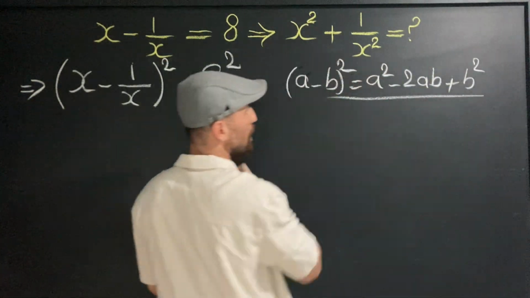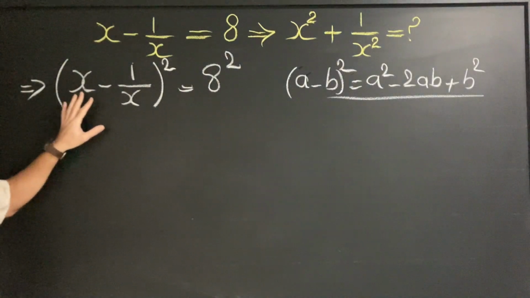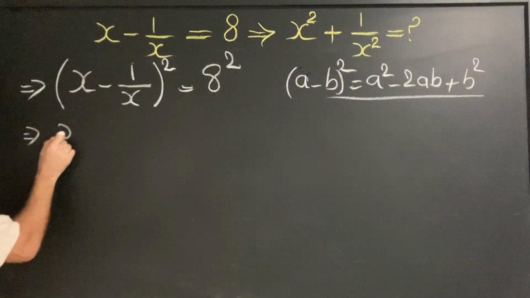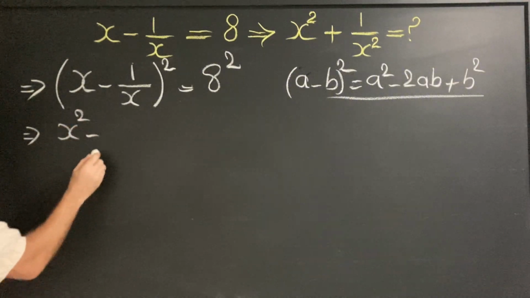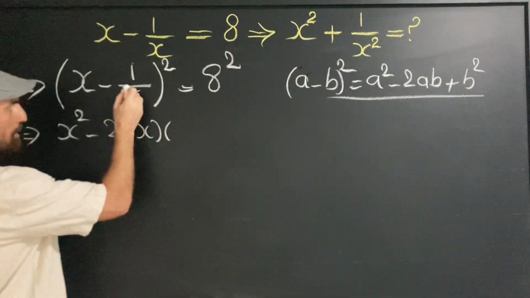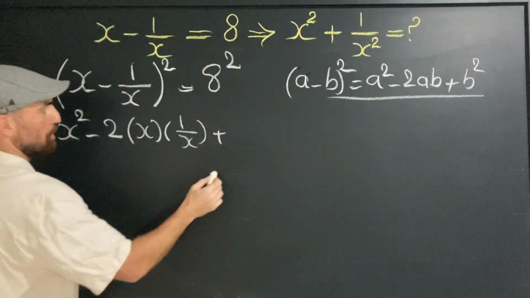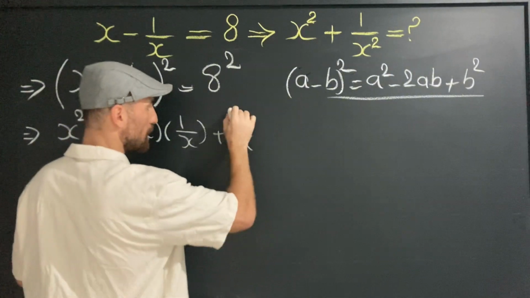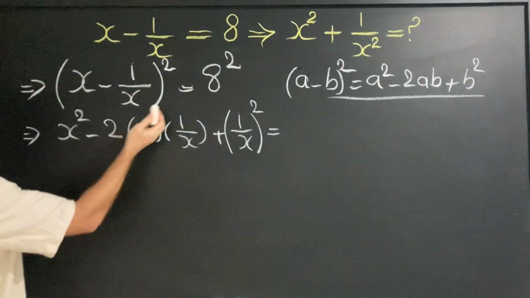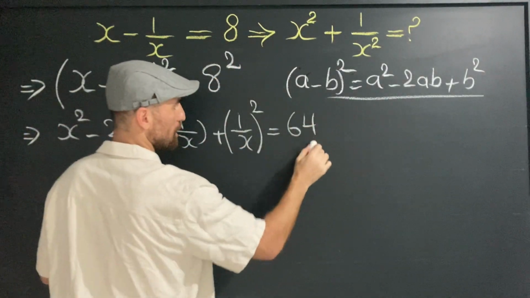Now we are going to follow this algebraic identity to simplify left hand side. First term to the power of 2. Let me write it here. x to the power of 2 minus twice of the product of the first term and second term. I write it here plus second term, which means 1 over x to the power of 2. This is left hand side. Right hand side, 8 to the power of 2 is going to be 64.